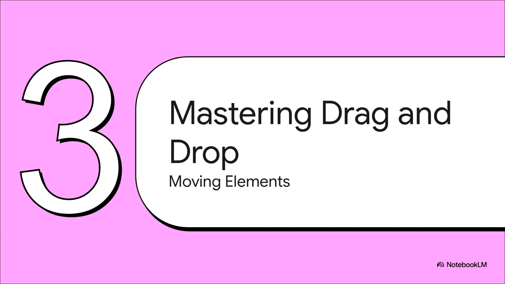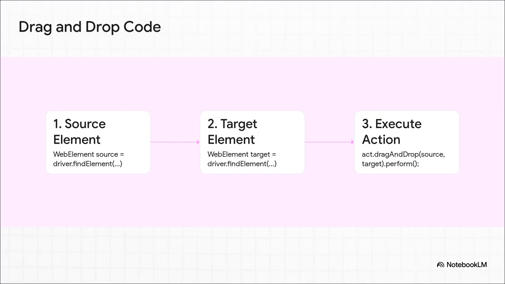All right, let's tackle what seems like the most complex action of all, actually dragging an element from one place and dropping it somewhere else on the page. You might think this would involve a whole complicated sequence of commands, right? Click and hold, move the mouse, release, but the Actions class handles it with a single, beautiful command. All you have to do is identify your source element and your target element. Then you just call the drag and drop method. It takes care of the entire click, hold, drag, release sequence for you when you call .perform.